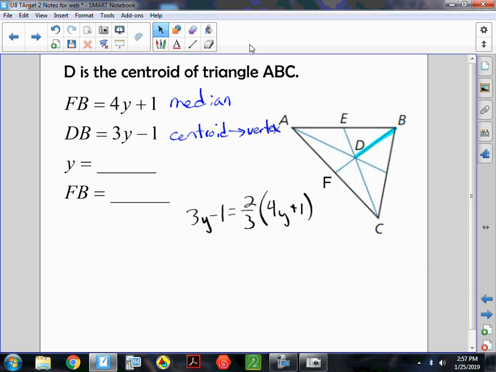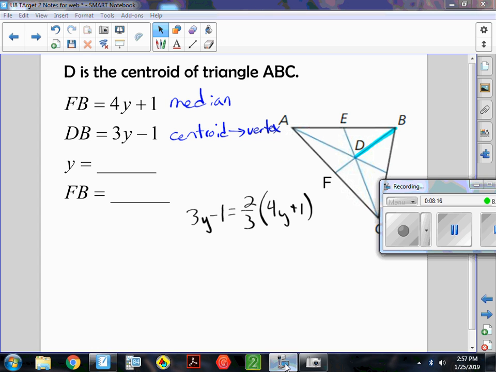And so those are some of the basic principles of the median, and you can practice some of those in your homework.